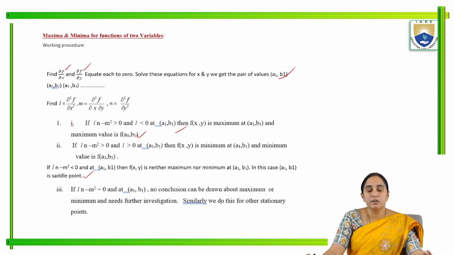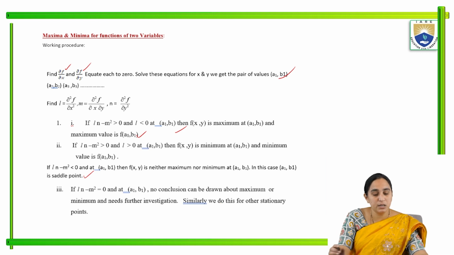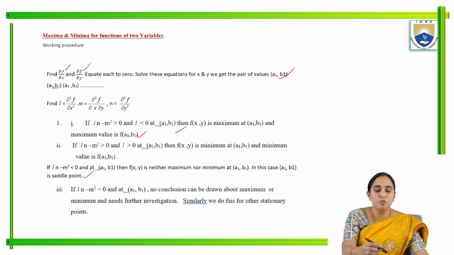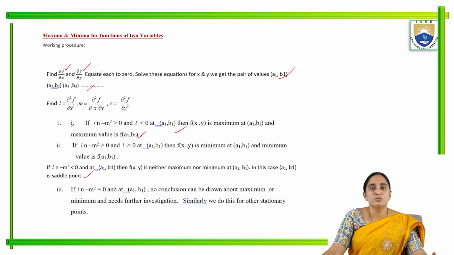That is the third condition: if ln minus m square is equal to 0 for the particular value of (a1, b1), there is no conclusion. No conclusion can be drawn about maximum or minimum, therefore we need further investigation. Similarly, we do this for our other stationary points. We have to substitute each and every stationary point in the condition of ln minus m square.